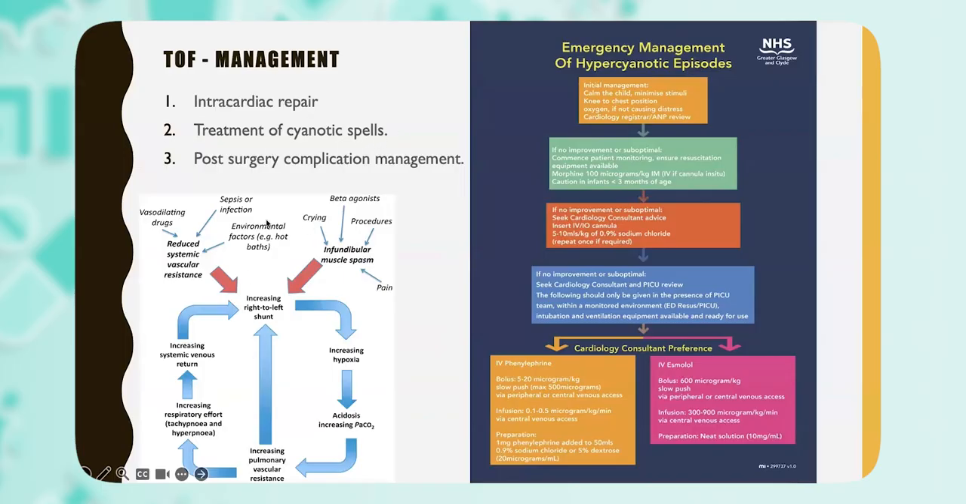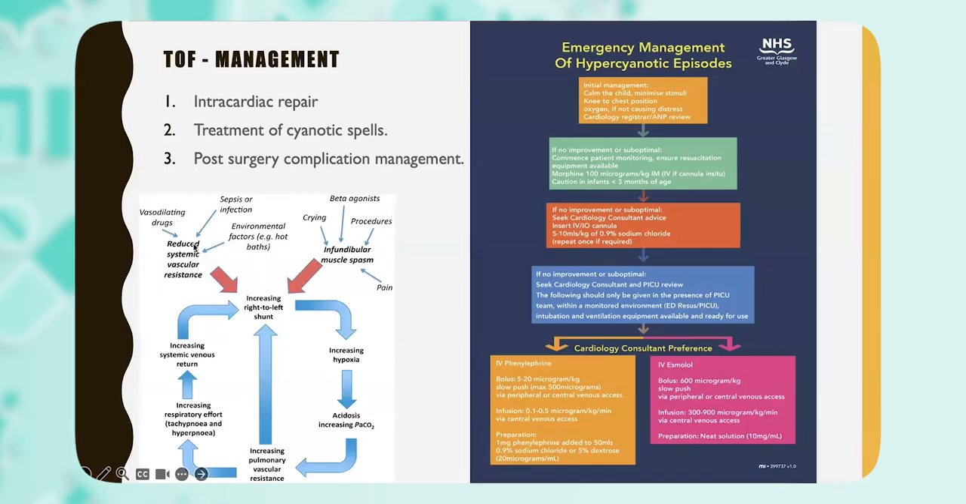So how do cyanotic spells actually occur? In stress, sepsis, infection, when the baby is crying, when children are small, or when vasodilating drugs or beta agonists are used, or procedures. Beta agonists, procedures, crying, they cause infundibular muscle spasm. The infundibulum is the RV outlet, right? And vasodilating drugs will cause reduced systemic vascular resistance because there will be dilatation of the peripheral arteries. The afterload will decrease, decreased SVR.